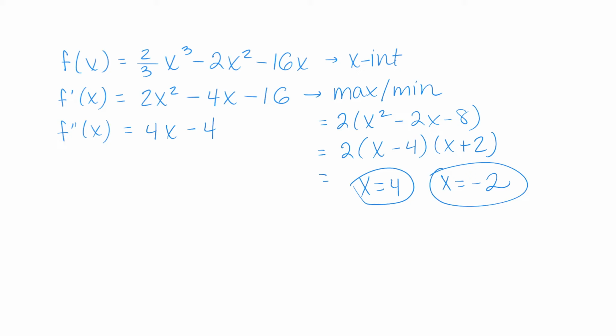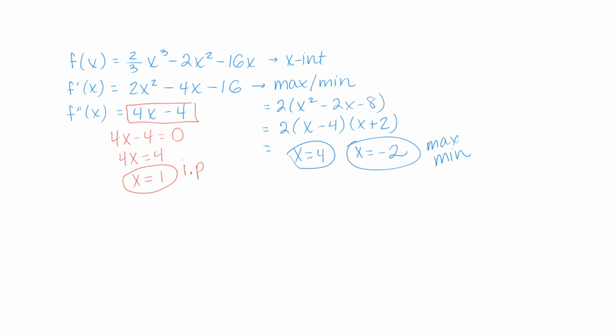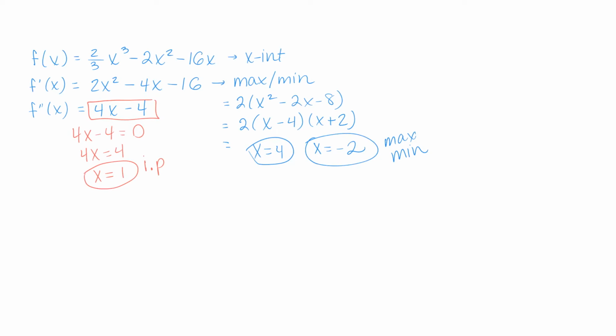Now let's come over here and solve this guy. All right, so we're going to set him equal to 0 too. So 4x minus 4 equals 0, 4x equals 4, x equals 1. So this is going to be an inflection point, and these are going to be maxes and mins. All right, now we need to set up our sign chart. So I'm going to make this a little bit smaller so we give ourselves some more room. So let's set up our sign chart, and we're going to focus on these numbers.